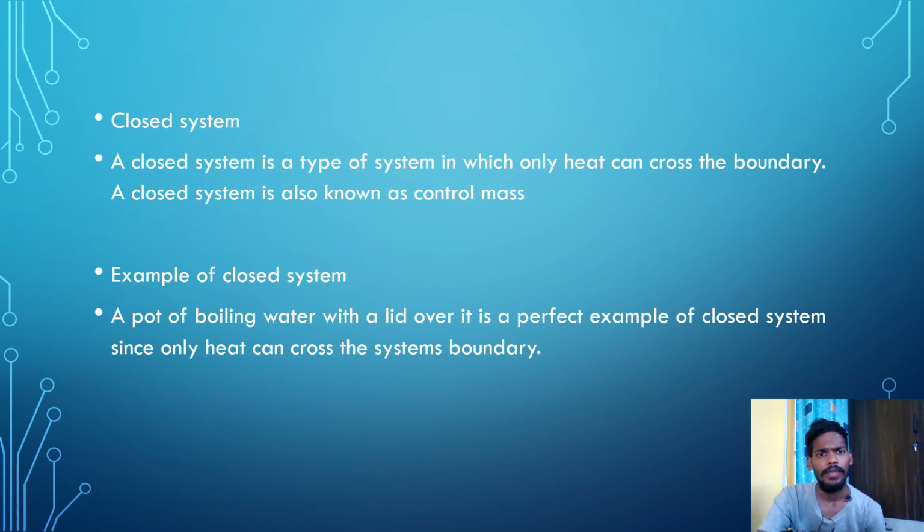Closed system. A closed system is a type of system in which only heat can cross the boundary. A closed system is also known as control mass. Example of closed system: a pot of boiling water with a lid over it is a perfect example of a closed system, since only heat can cross the system's boundary.